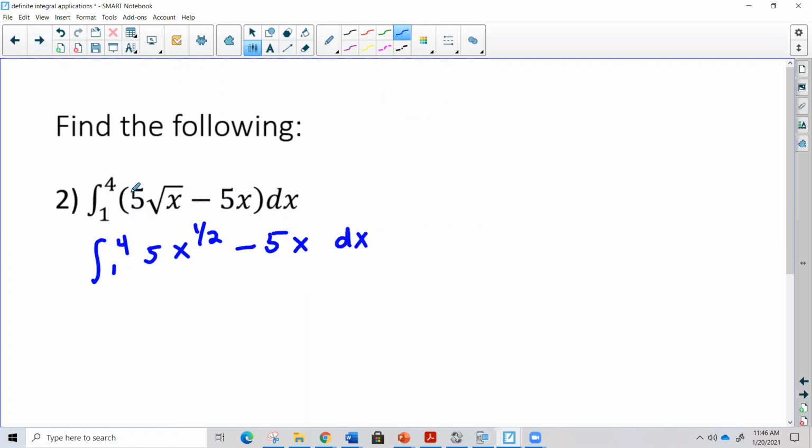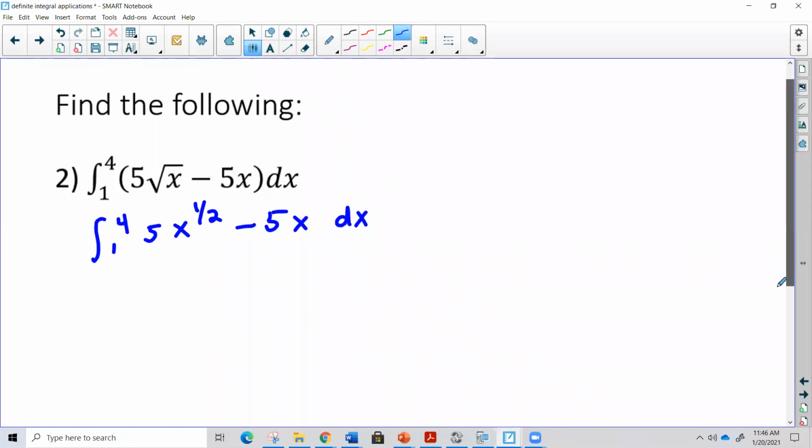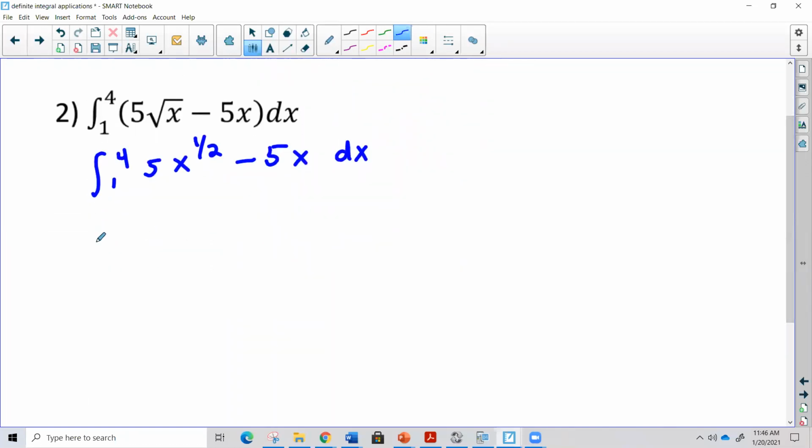And technically there should always be parentheses around this because we're putting the dx with both of them. But a lot of times it's left out and that's fine. So if you don't want to write the parentheses every time, that's okay.